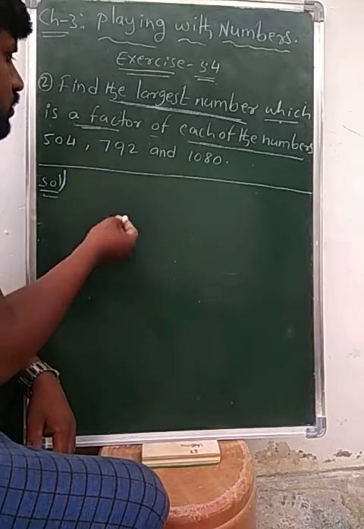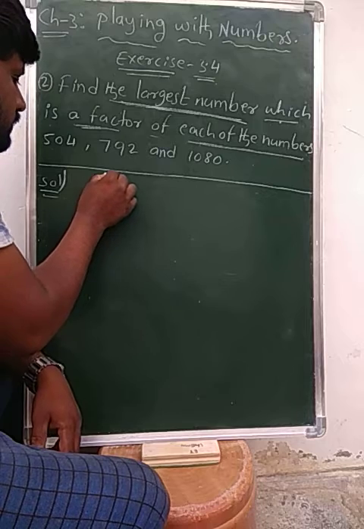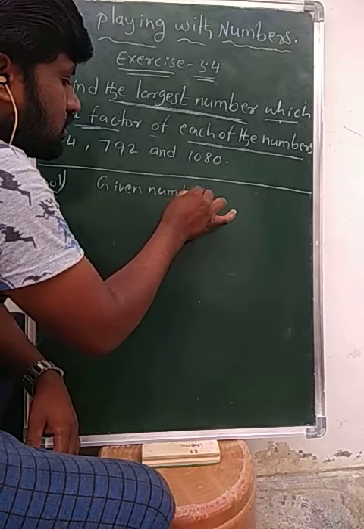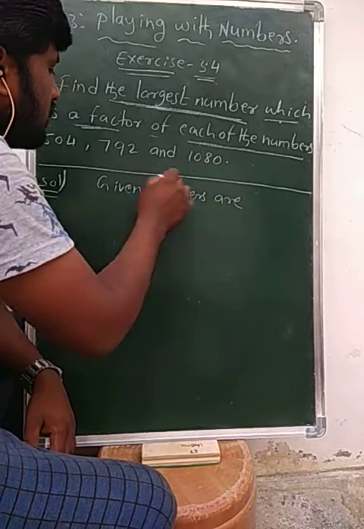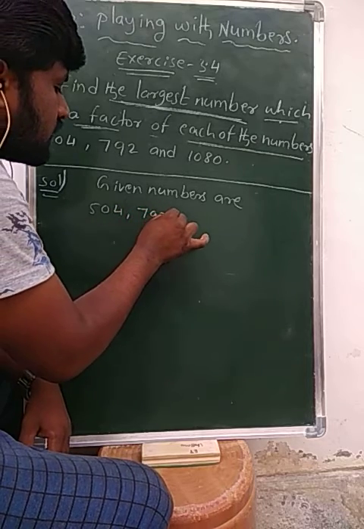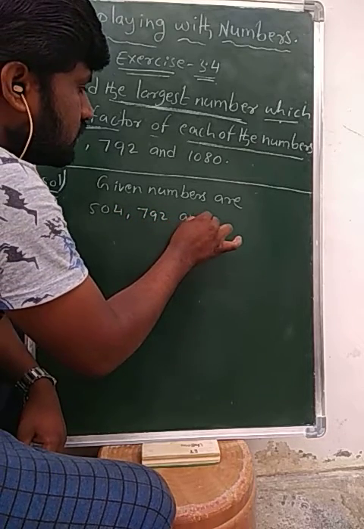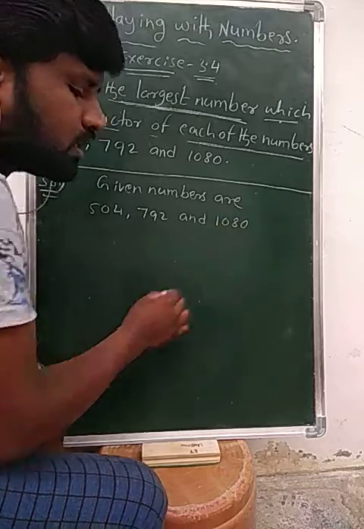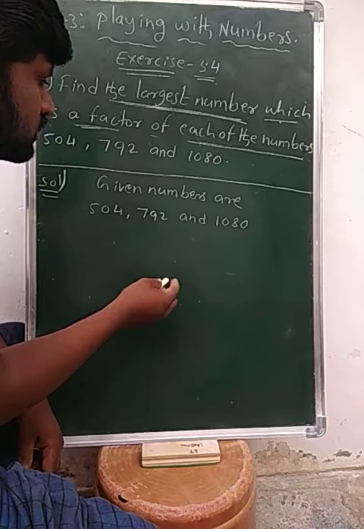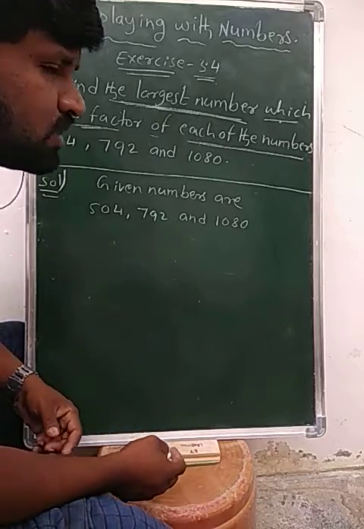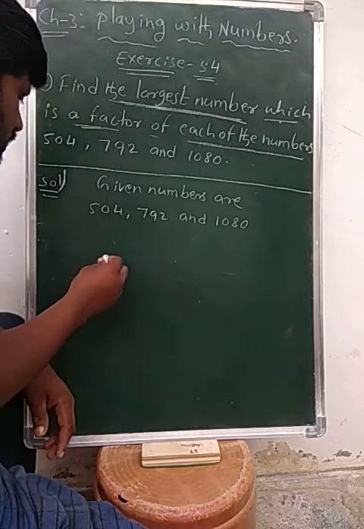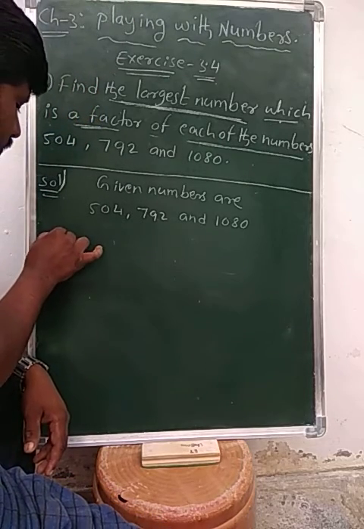First of all, I am writing the numbers. What are the given numbers? The given numbers are 504, 792 and 1080. Now I am choosing which method to find the HCF. We discussed the prime factorization method and the continued division method. I am using the continued division method.